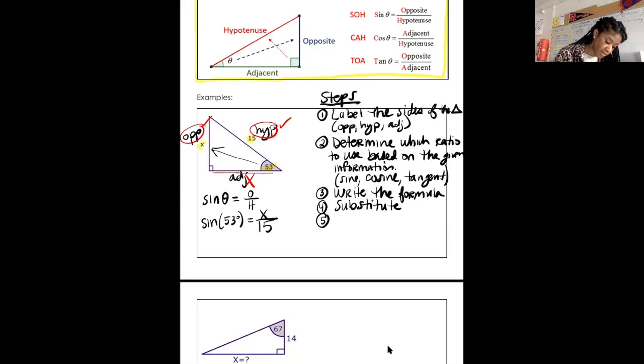Step 5, simplify the left using decimals. So here we have sine of 53 degrees. We have to get a numeric value for that. So that's what I mean by simplify. Okay, so let's go to decimals.